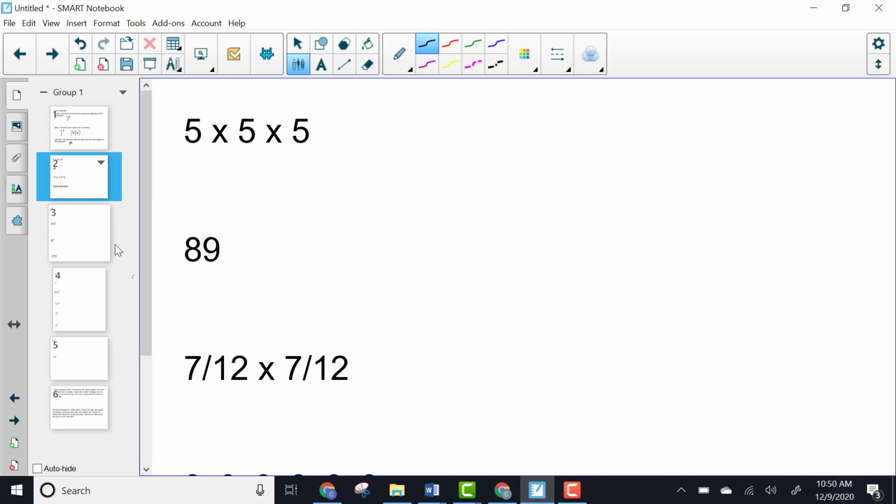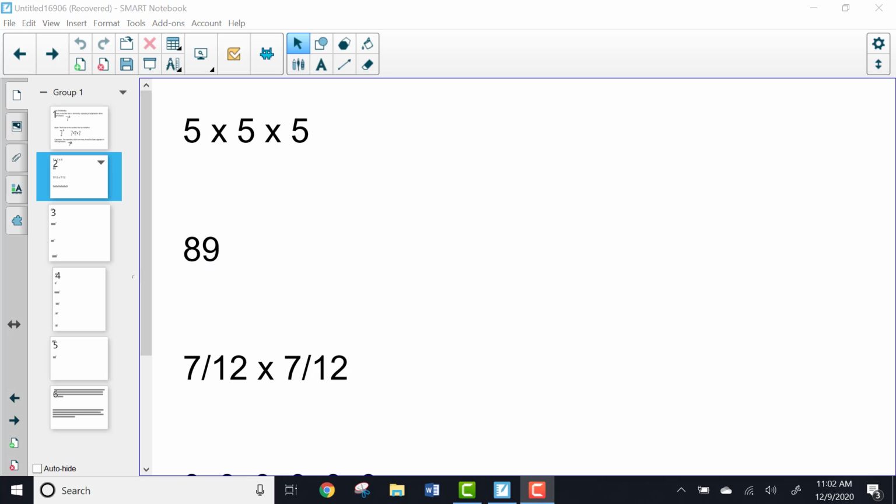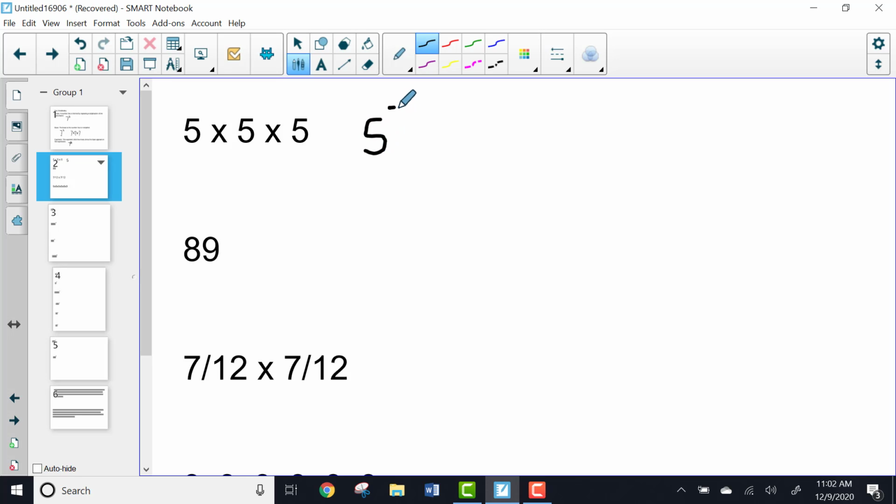Now let's take a look at what this looks like. We're just going to simply use exponents to write each expression. So we have 5 times 5 times 5, and what that will look like is 5 to the power of 3. Where am I getting the 3 from? Because I'm multiplying 5 by itself 3 times. We can see that 5 is the base, 3 is the exponent.